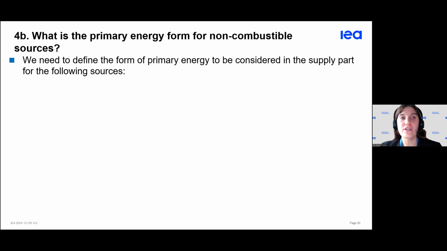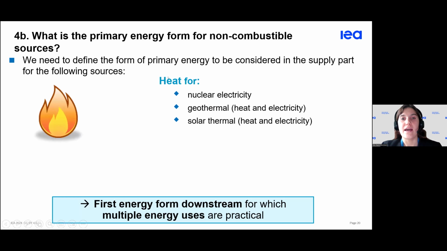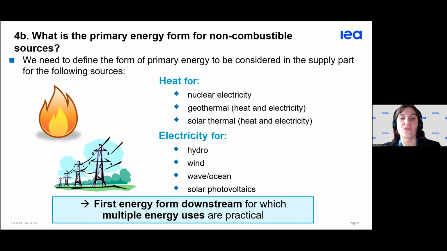In order to define the input, we first need to identify what is the primary energy form for non-combustible sources. So we need to consider and define the primary form of energy to be considered in the supply part for the following sources: nuclear electricity, geothermal, solar thermal, hydro, wind, wave, and solar photovoltaics. And the IEA has chosen to define the primary energy form as the first energy form downstream for which multiple energy uses are practical.